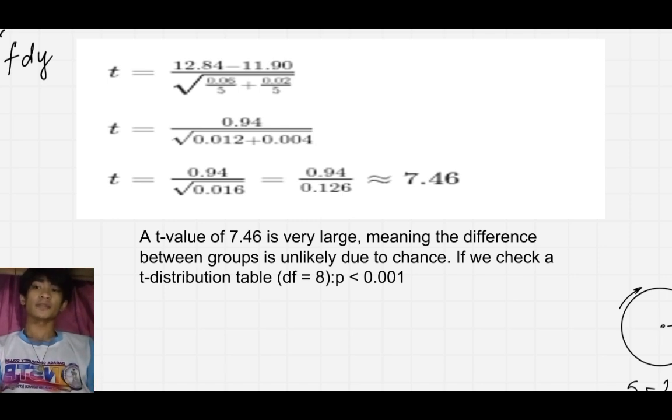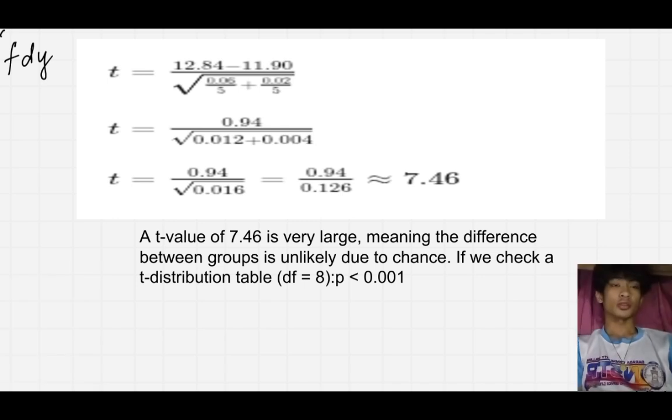A t-value of 7.46 is very large, meaning that the difference between the groups is unlikely due to chance. If we check the distribution table, the degrees of freedom is equal to 8, so p is less than 0.001. We just need to determine this using the t-table. For additional information, a t-test is used when the sample size is less than 30 and the population variance is unknown. So that's all. Thank you.